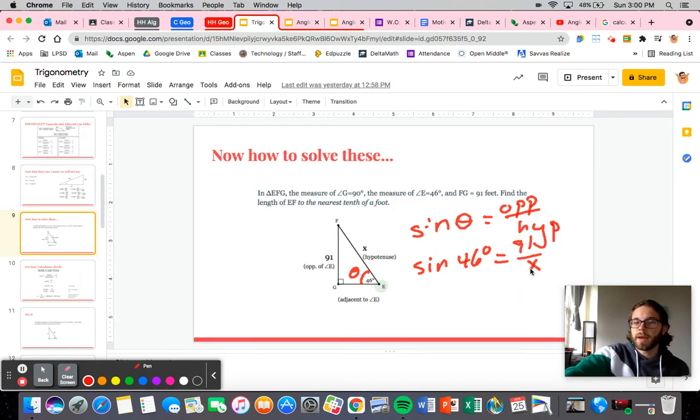Now you might be asking yourself, well, what do I do with this? Because I don't know how to solve this. Well, we know this side is ultimately going to be a number, because we know x is a number. It's just a length. We know 91 is a number, so this is a number. That means that sine of 46 is also a number. I don't know what it is, but it's a number. Okay? So just keep that in mind. It is a number, so you can do the stuff that you would normally do with said number.